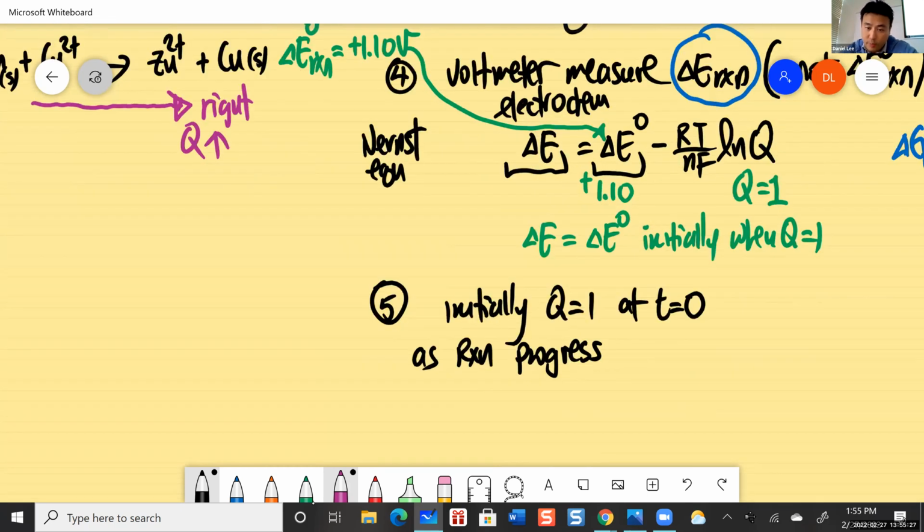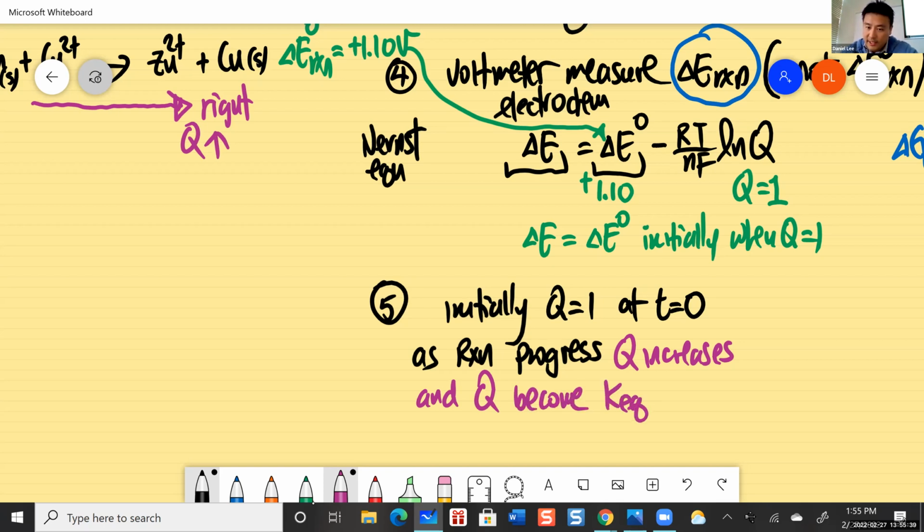So as the reaction progresses, Q increases and ultimately becomes K at equilibrium. Q becomes the equilibrium constant when equilibrium is reached. After a certain amount of time, eventually you'll hit equilibrium. So Q will become the equilibrium constant when equilibrium is established.